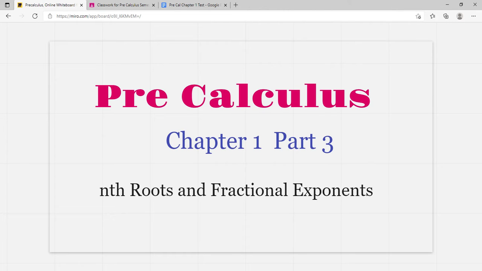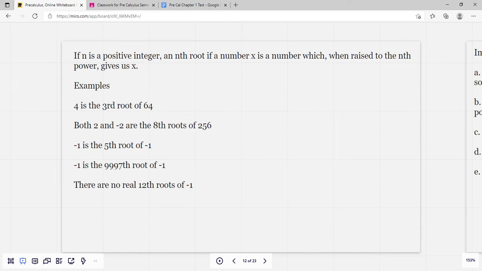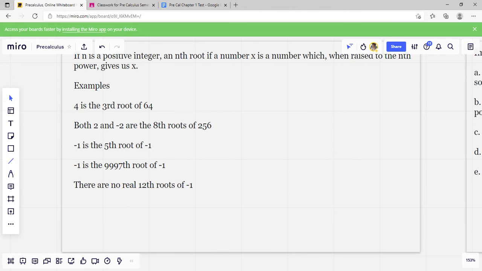Hi everybody, this is Pre-Calculus, Chapter 1, Part 3. This part covers nth roots and fractional exponents. And we already went over this in Algebra 2, so this whole first chapter is mostly review stuff.